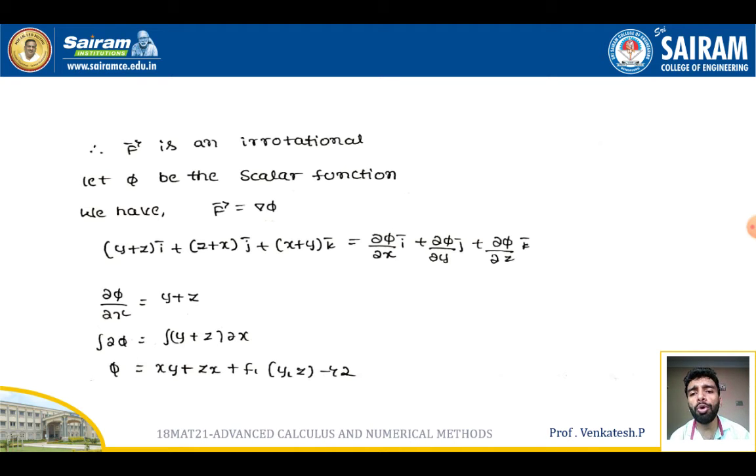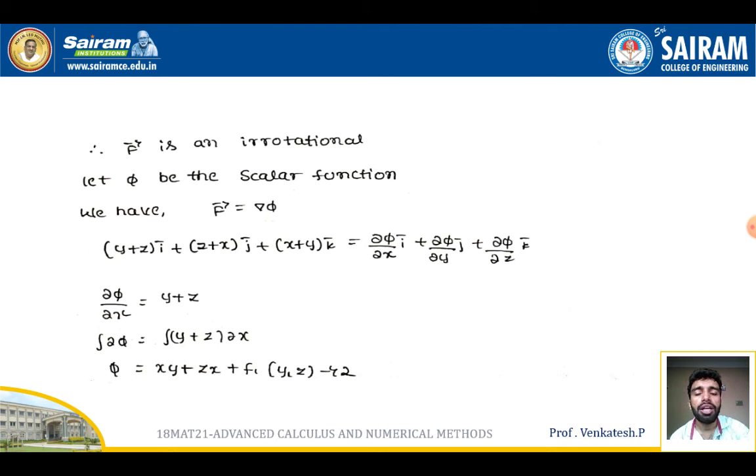Similarly, now I am going to find the scalar function pi from the equation f is equal to del pi. So for that, consider (y plus z) i cap plus (z plus x) j cap plus (x plus y) k cap is equal to dou pi by dou x i cap plus dou pi by dou y j cap plus dou pi by dou z k cap. It will be equal to what? Dou pi by dou x is equal to y plus z. So now to find the pi variable here, I am going to integrate this equation with respect to x, treating y and z constant. So I'll be getting xy plus zx plus f1 of y comma z.